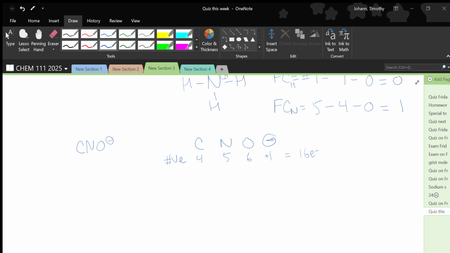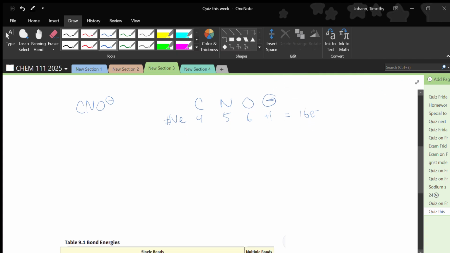When you get to organic chemistry, you may have exceptions, but I'm still not coming up with one. All right, so we're going to put carbon in the middle.